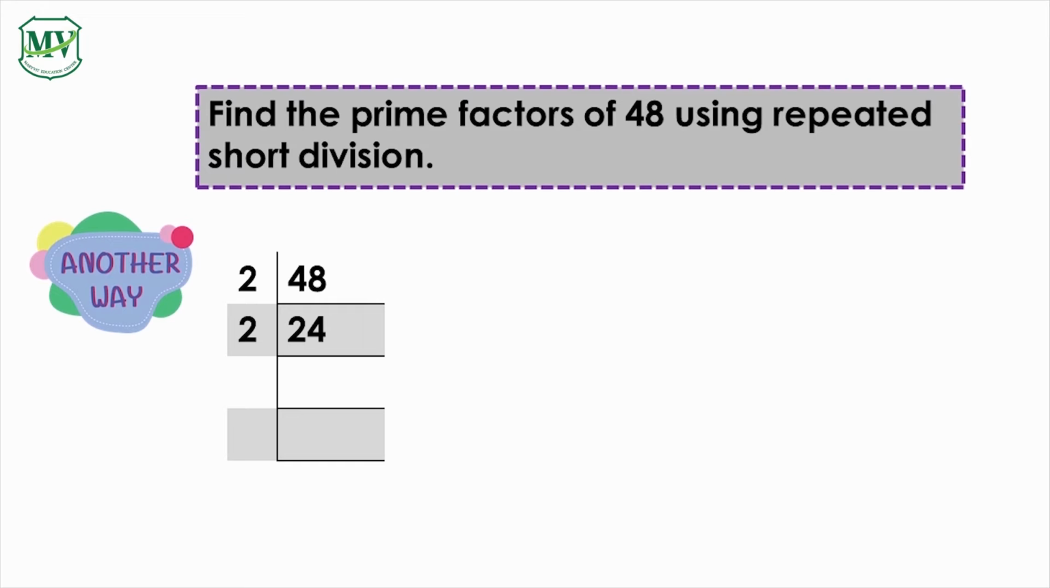Is 24 a prime number? 24 is not a prime number, so we need to continue factoring out 24. What is 24 divided by 2? You're right! 24 divided by 2 is 12. Is 12 a prime number? 12 is not a prime number, so let's continue factoring out 12.